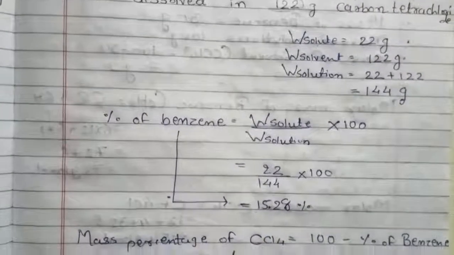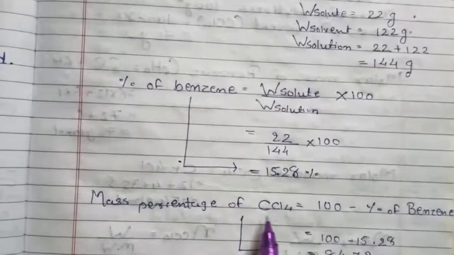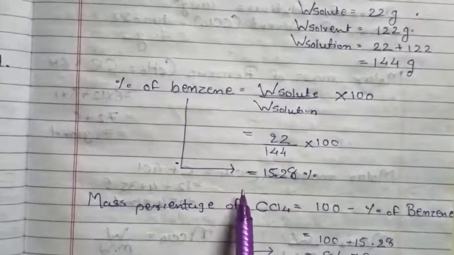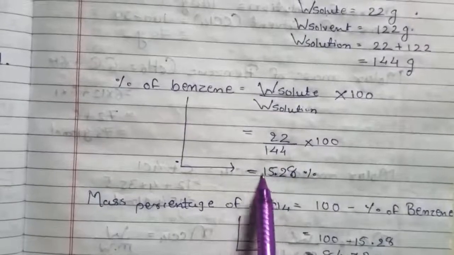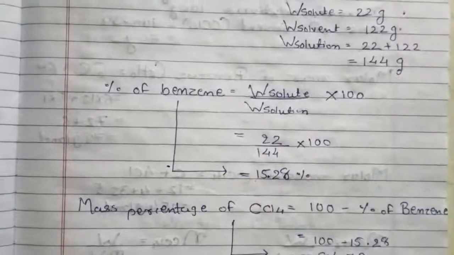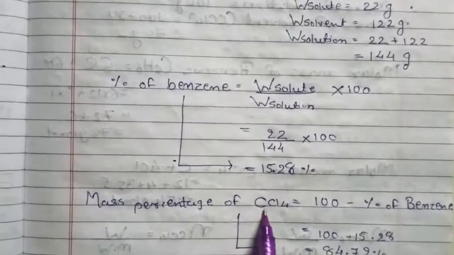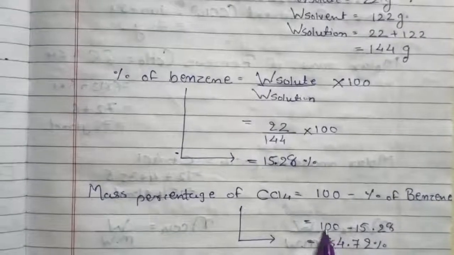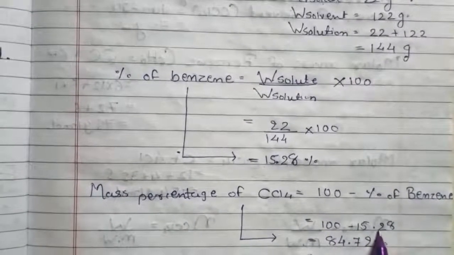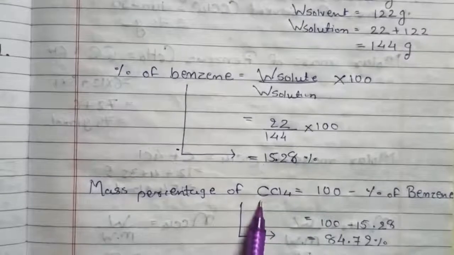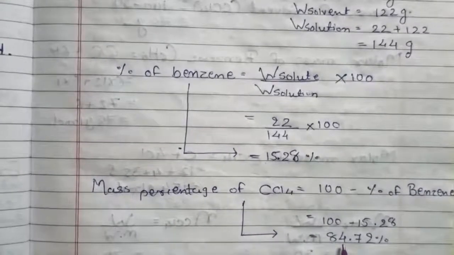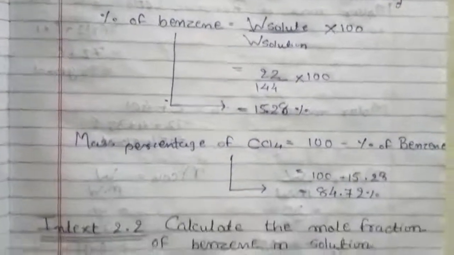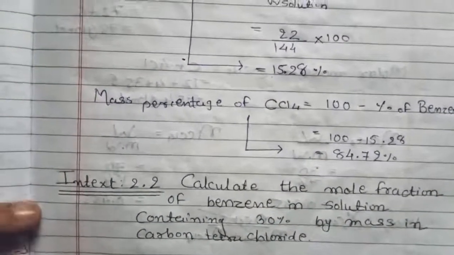So the mass percent of benzene will be 15.28%. Now the mass percentage of CCl4: the total percentage is 100, and out of that this much is benzene, so the rest is CCl4. So mass percentage of CCl4 equals 100 minus mass percentage of benzene. So you will get 100 minus 15.28, so the mass percentage for the CCl4 is 84.72%.